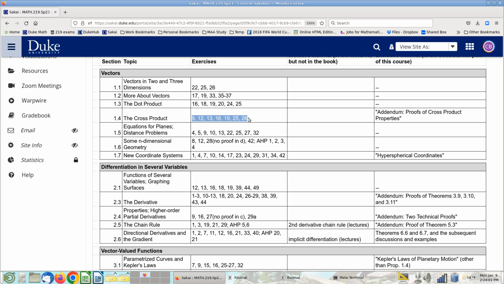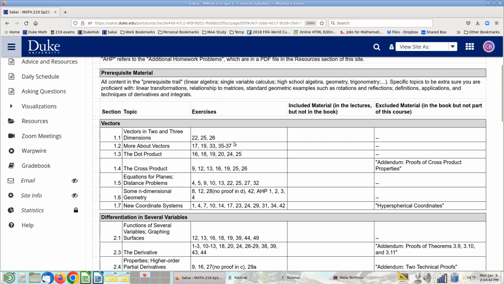Okay, you don't have to do all the exercises in the section, just the ones that are listed here on the content syllabus. You'll notice that in some of these sections, we have some book exercises followed by AHP. AHP stands for Additional Homework Problems. These are exercises that I have felt the need to add because the book didn't have anything sufficiently comparable, and they were ideas that I think are important, and I wanted to make sure that they're represented. So this additional homework problems document you'll find in the resources section of this Sakai site, and you can just download it. It's a PDF.